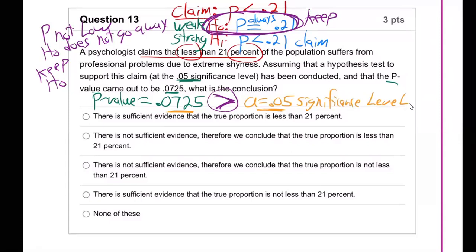So what did we go with? H0, which means evidence is weak. We're concluding H0, we're keeping H0, right? H0 does not go away. We keep H0 because the P was not low, P was greater. So we keep H0. The evidence must have been weak.